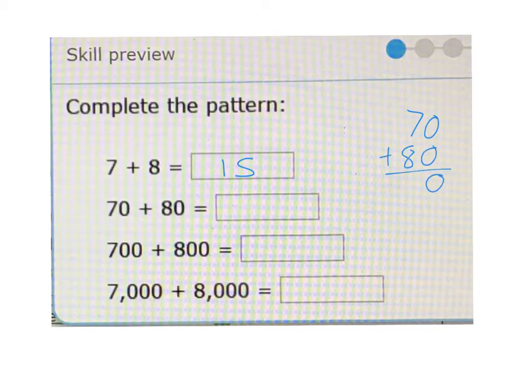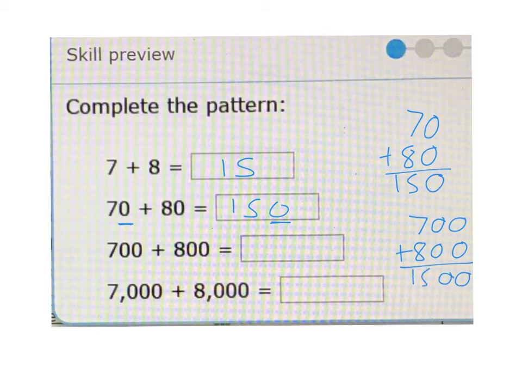0 plus 0 is 0, 7 plus 8 is 15. So I notice that when it ends in 1 0, I have an extra 0. So my guess is that 700 plus 800 is going to be 1,500, or 15 and 2 zeros. Let's try it on the side. 700 plus 800, the 2 zeros, 7 plus 8, as I suggested, 1,500.